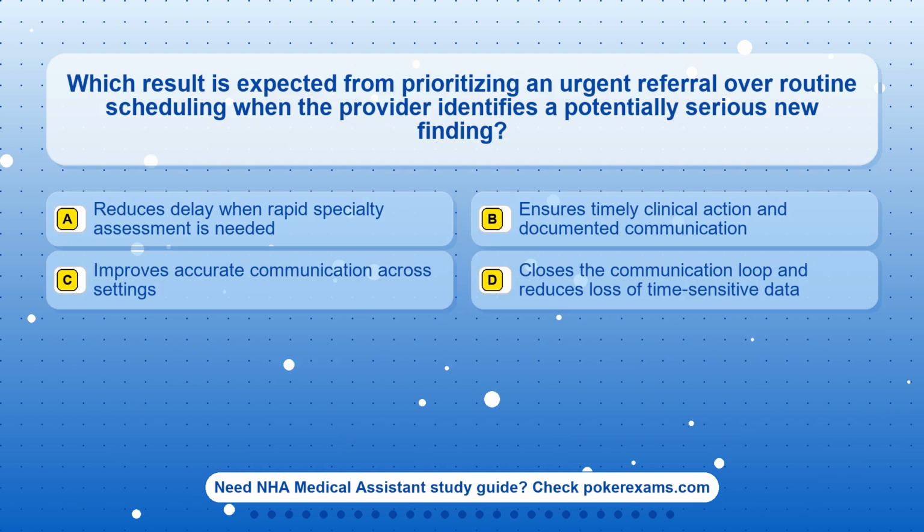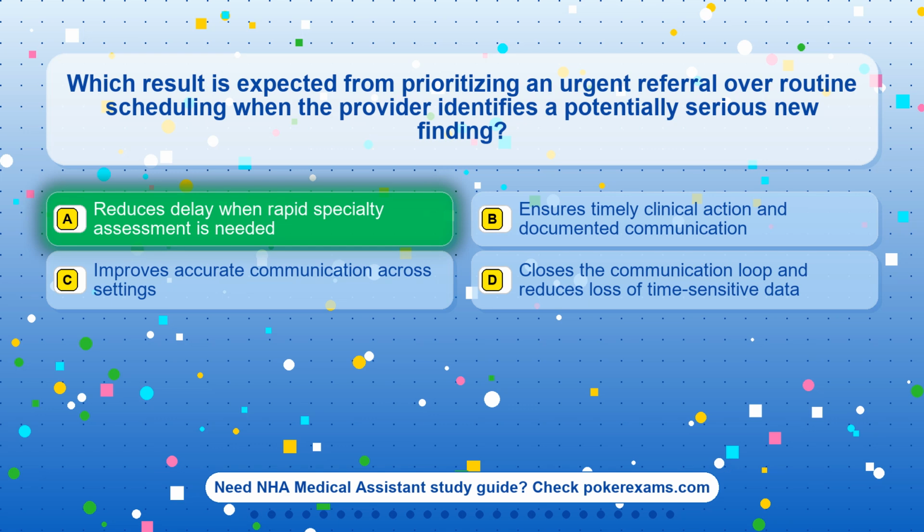Question 10. Which result is expected from prioritizing an urgent referral over routine scheduling when the provider identifies a potentially serious new finding? Option A. Reduces delay when rapid specialty assessment is needed. Option B. Ensures timely clinical action and documented communication. Option C. Improves accurate communication across settings. Option D. Closes the communication loop and reduces loss of time-sensitive data.